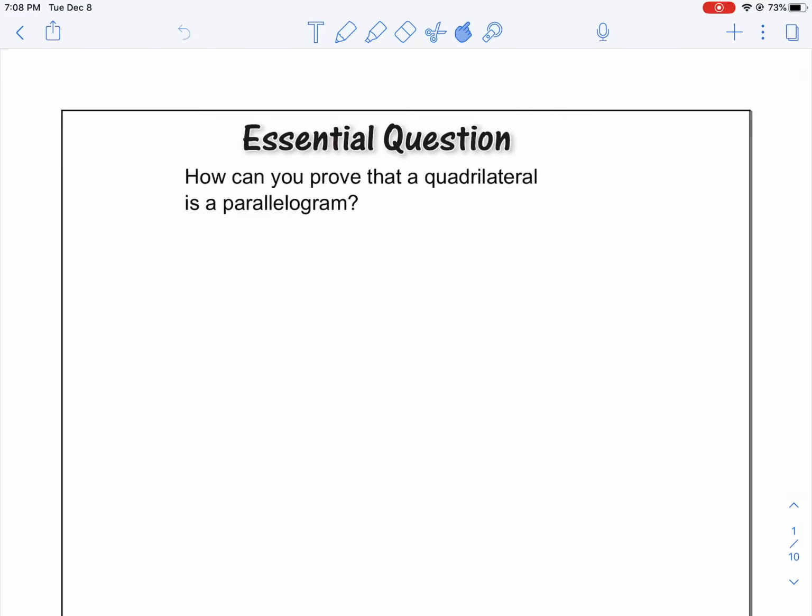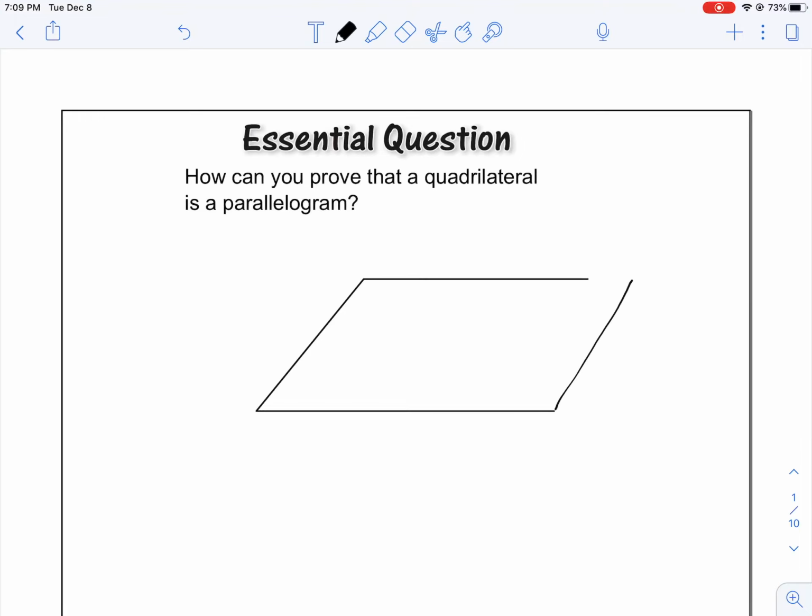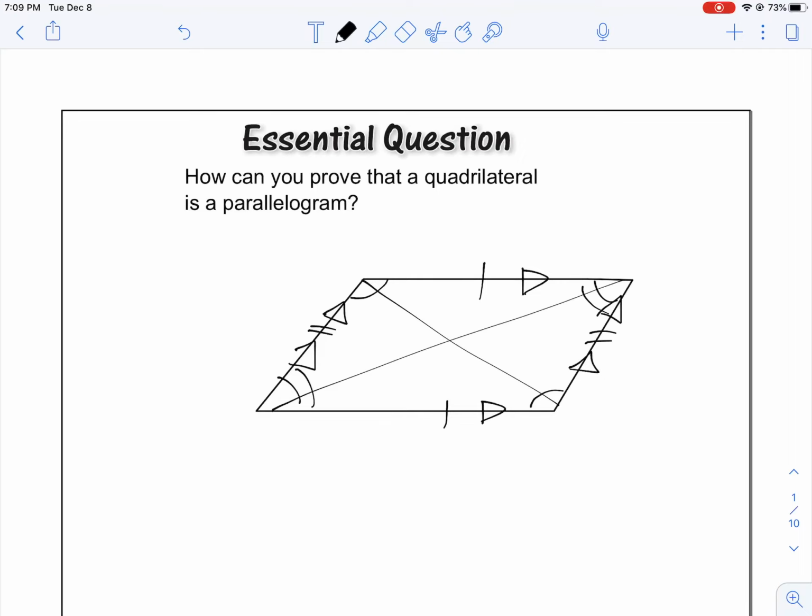Hello guys, this is section 7.3 Big Ideas Geometry, and we want to prove that a quadrilateral is a parallelogram today. So just a reminder of some things about parallelograms. We know that a parallelogram is any quadrilateral where the opposite sides are parallel. Now, because of this, we get that opposite sides are equal, opposite angles are equal, and our diagonals bisect each other.